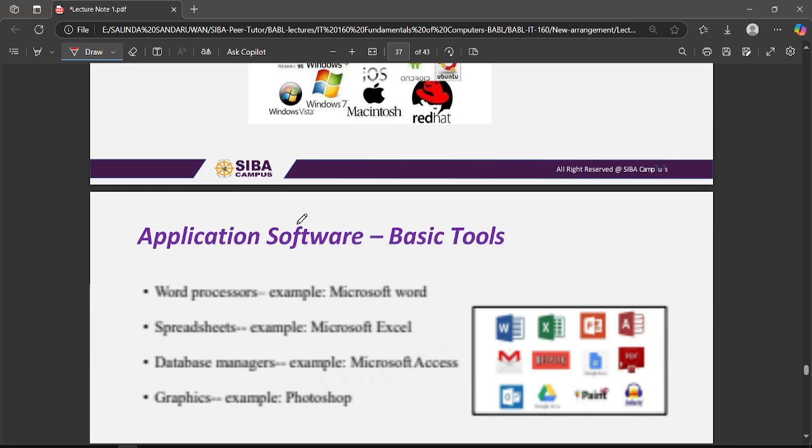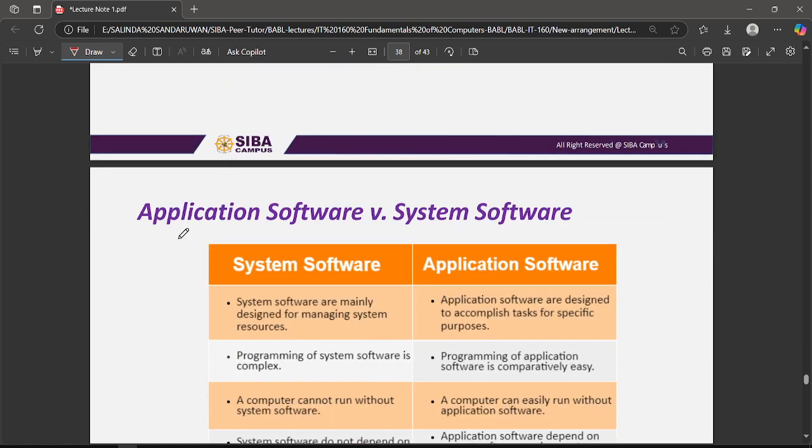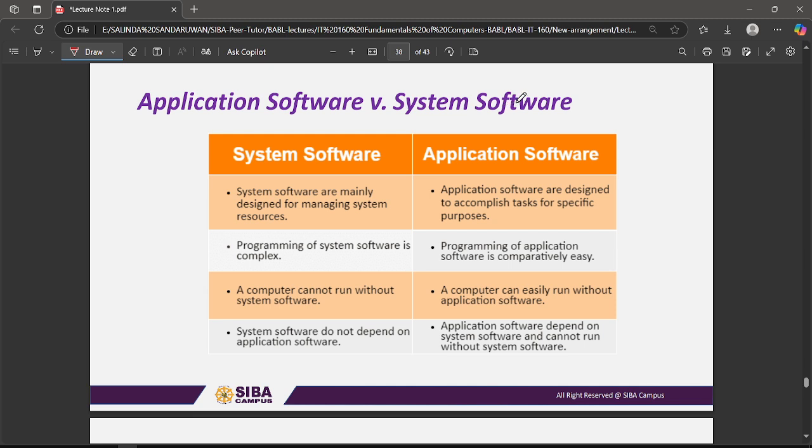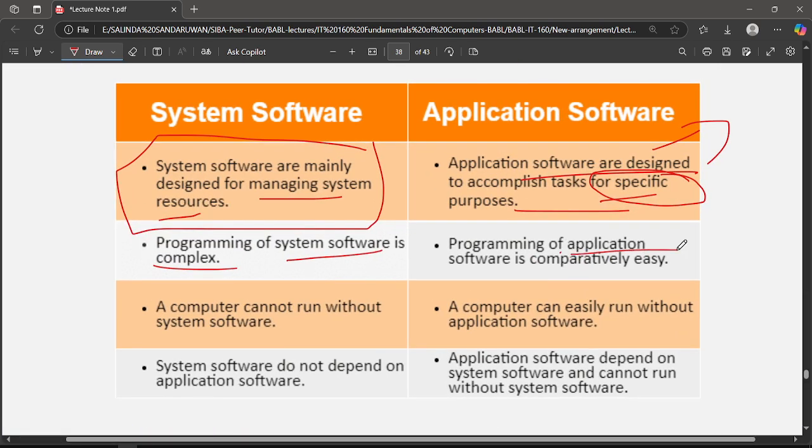System software examples, application software examples, application software versus system software. System software is mainly designed for managing resources and controlling hardware. Application software is there to perform specific tasks. Making a system software is very difficult and complex, but you can make an application software comparatively easy when it comes to a system software.